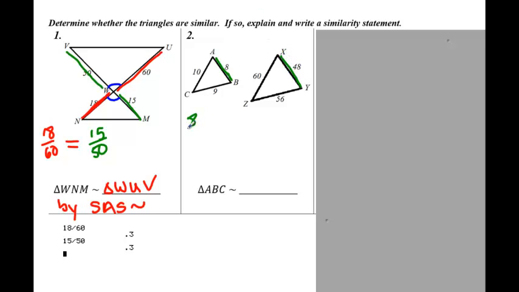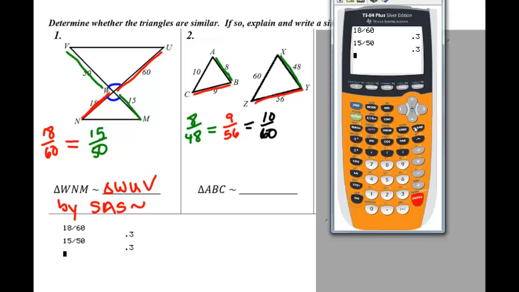Okay, so I'm going to take 8 over 48. Those are the shortest sides. Now, how about the middle side? That looks like it's 9 and 56. There's my next fraction, 9 over 56. And then we'll finish that off with our longest sides, 10 and 60. And now we just got to see if these are all in proportion. Let me clear this. Okay, just divide them out.